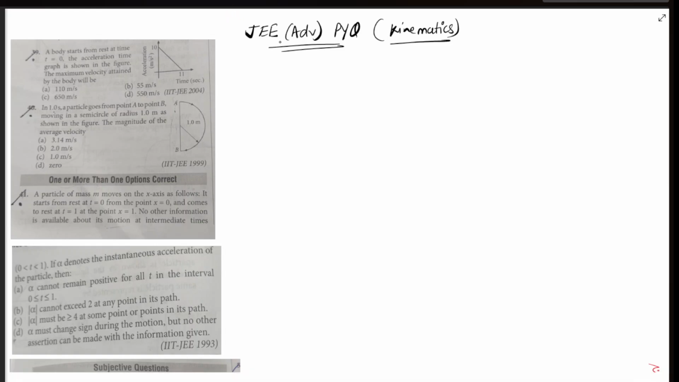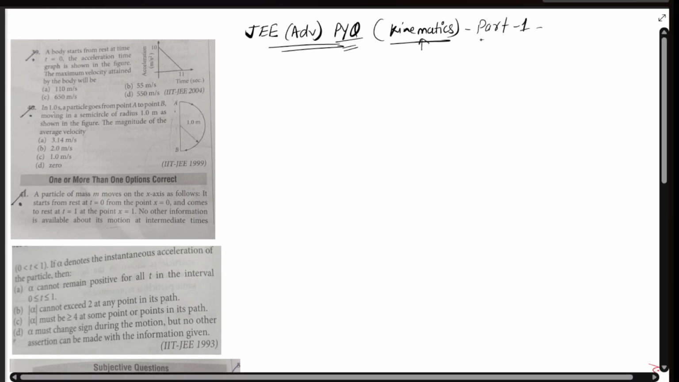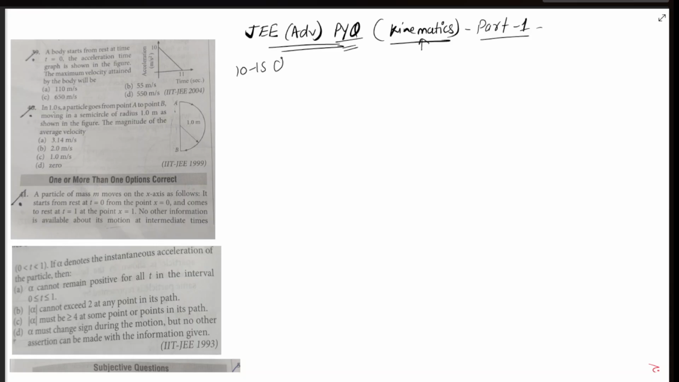Here we will be discussing JEE Advanced previous year questions. So first we are going to start with kinematics. It will be part 1. In every video we will be discussing 10 to 15 JEE Advanced questions. The explanation will be very broad and we will be looking at each question in a better explanatory way.